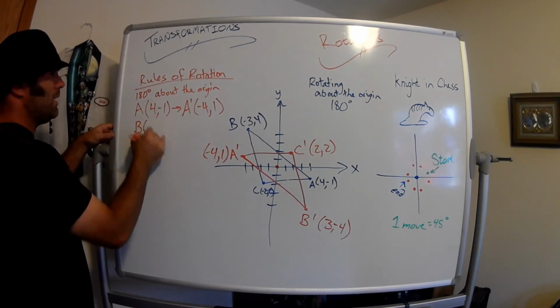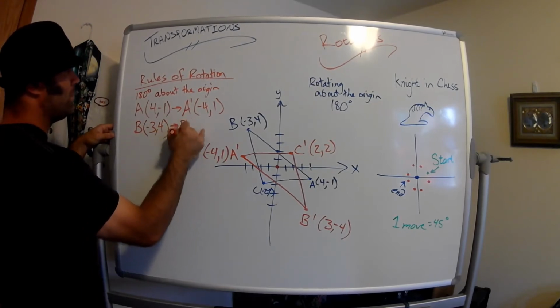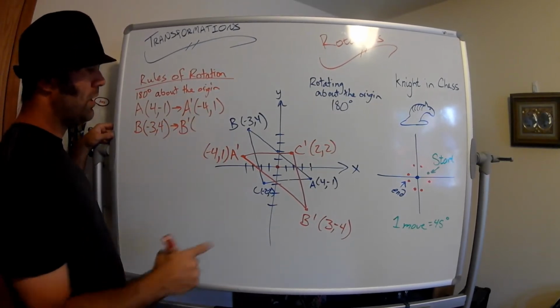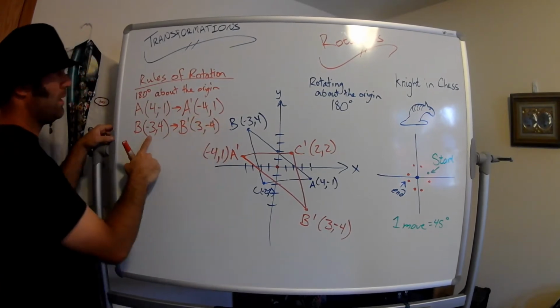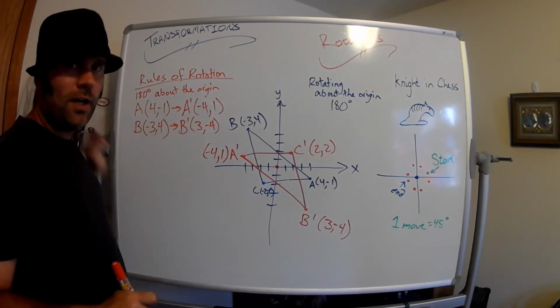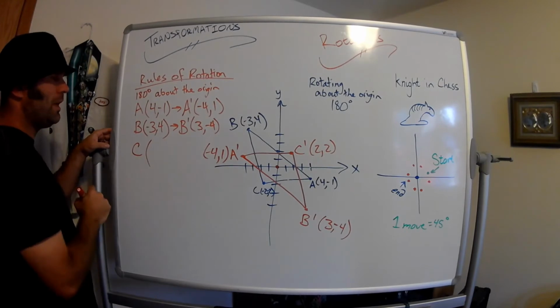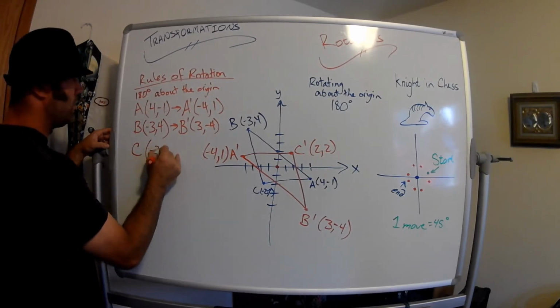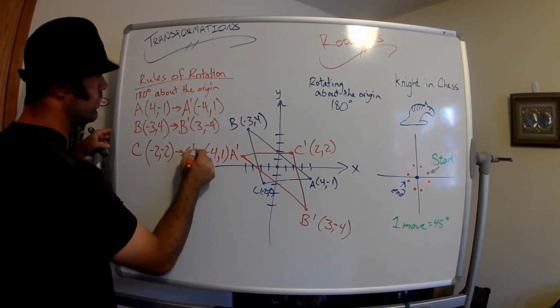Let's look at B. B is (-3, 4), and it became B prime, which is (3, -4). So again, the x's changed sign and the y's changed sign, but the numbers stayed the same. And then C, (-2, -2), became C prime, which was (2, 2).